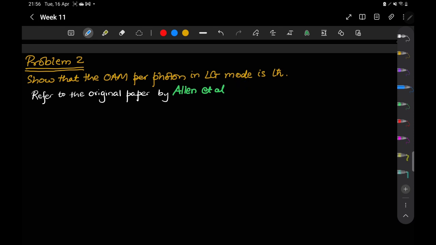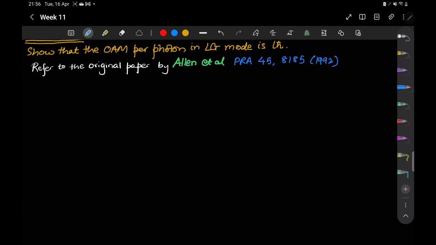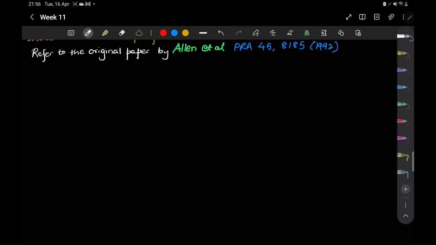This is in PRA. That's the name of the journal. So I'm going to show you two methods. So let me show the first method.